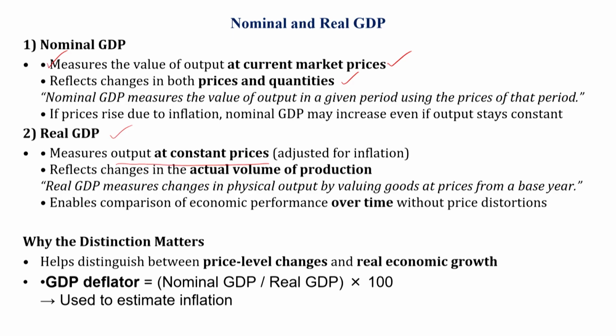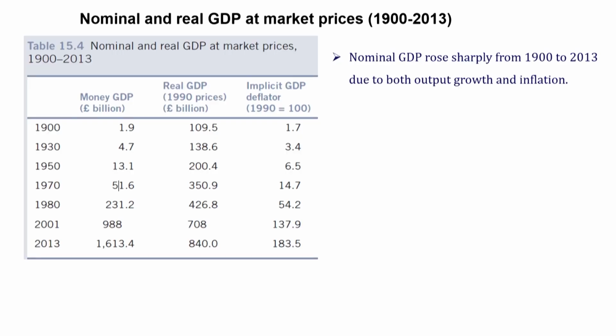So from this, when we have nominal GDP and real GDP, we can calculate the GDP deflator. For estimating inflation, we will be using the GDP deflator, and it is calculated as nominal GDP divided by real GDP, multiplied by 100. This is one of the measures of inflation. So this table tells us the distinction between nominal and real GDP at market prices.